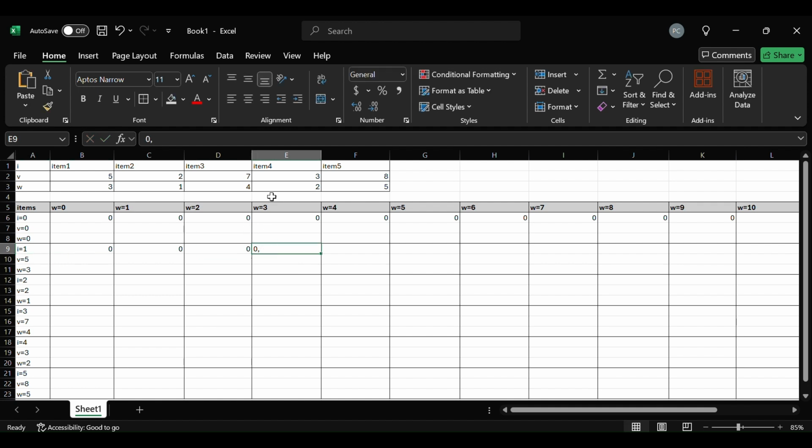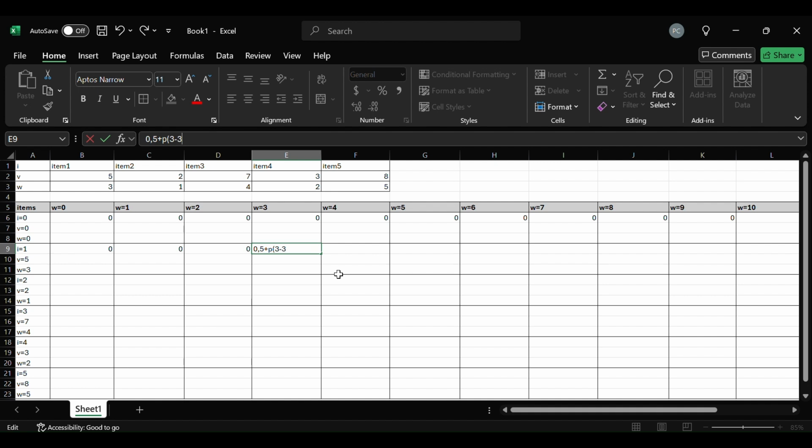5 plus the profit from the remainder. So the profit from the remainder will be our weight limit at this situation, 3, minus the weight of the item we picked up. The weight of the item we picked up, item number 1, is 3.